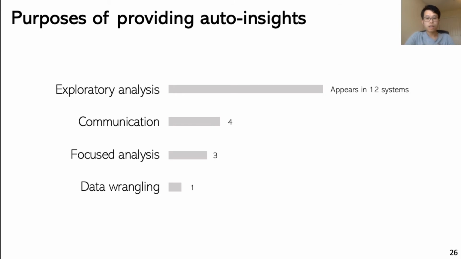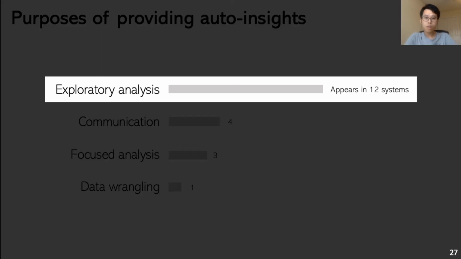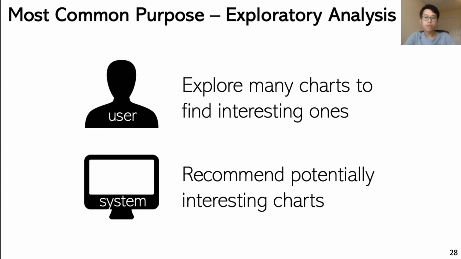And so here is another bar chart for the purposes of providing auto insights. We can see that the most commonly cited purpose is exploratory analysis. The developers of many of these auto insight tools claim that during data exploration, there are many charts users need to explore, and by enumerating the charts, assigning a score to the charts and ranking them, users can review fewer charts.